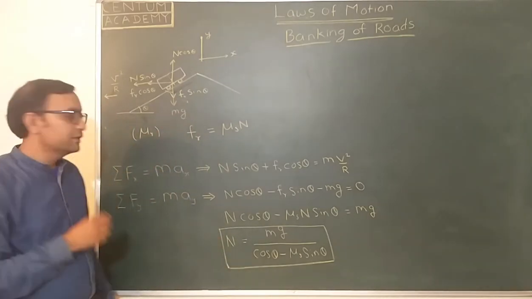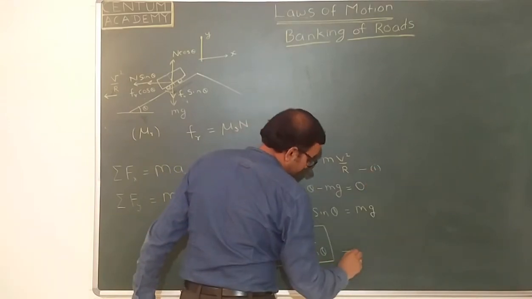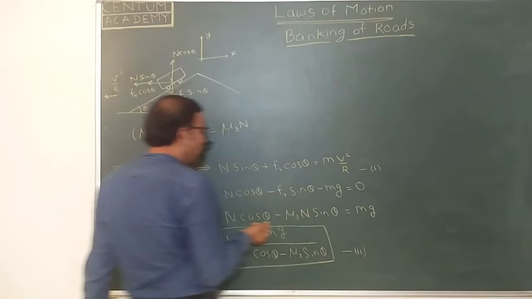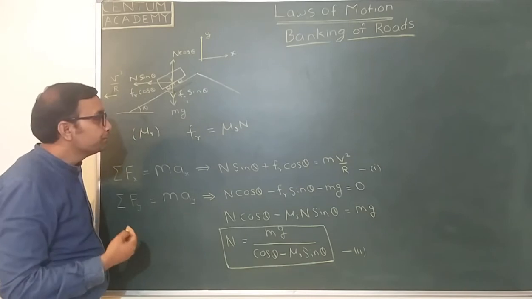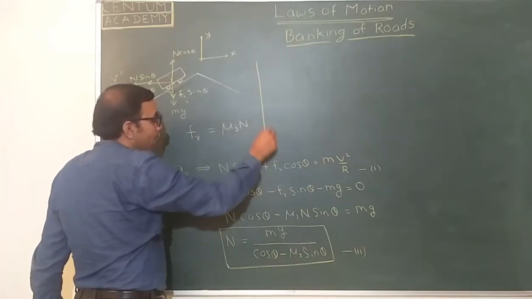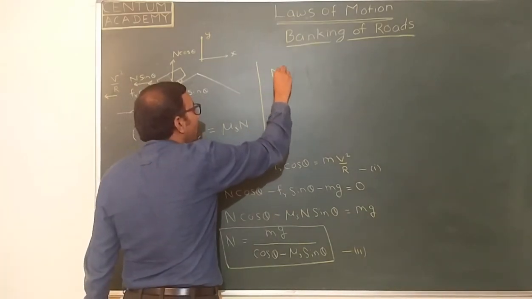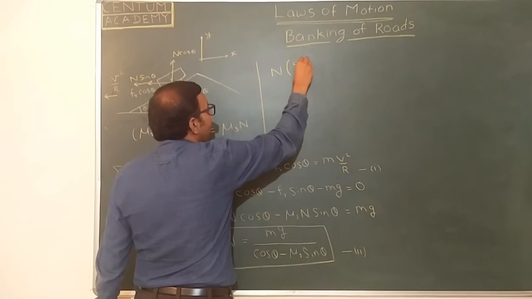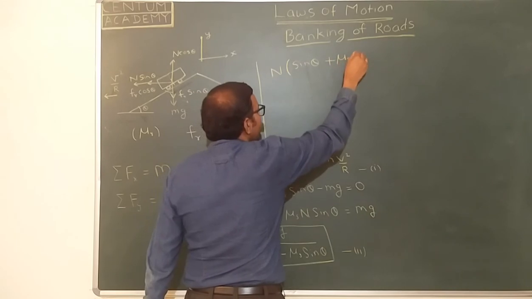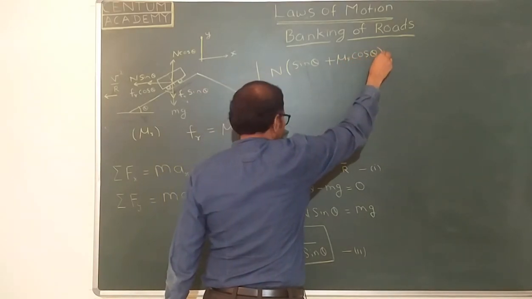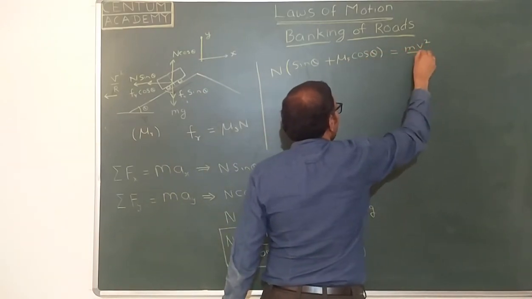Why do we have to find out normal reaction? Because in this equation, let us call this equation number 1 and this equation number 2. In equation number 1, I do not know the value of n. I want to find out velocity, right? So now friction is mu s times n, so my equation number 1 will become n times sin theta plus mu s cos theta is mv square by r.